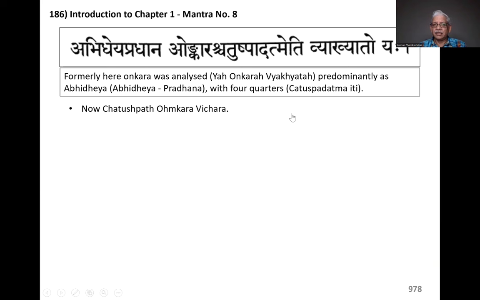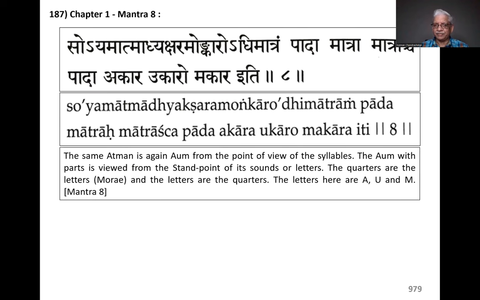So this Ishvara is introduced to us through Omkara Vichara. Now, what is this Omkara Vichara which is described in mantra number 8? Abhideya Pradhana Omkara Ishvara. See, Omkara, we have studied before also. And what we have said is, it has got four padas, four matras. The Chatushpad Omkara Vichara is what it is, the introduction of Shankaracharya in this particular introduction mantra for mantra number 8.